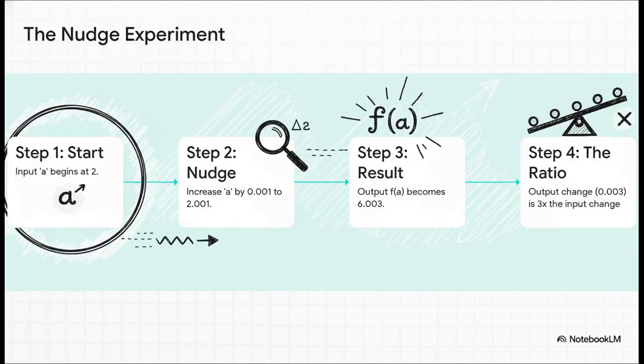We started with a at 2. We're going to give it a tiny nudge of, say, 0.001. So now it's 2.001. Well, our function is 3 times that, which comes out to 6.003. Now hold on, look at that. The input changed by 0.001 and the output changed by 0.003. The change in the output is exactly 3 times the change in the input.